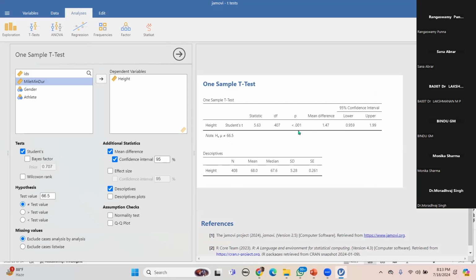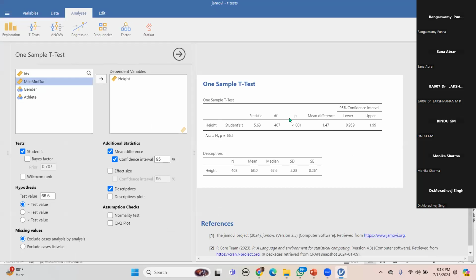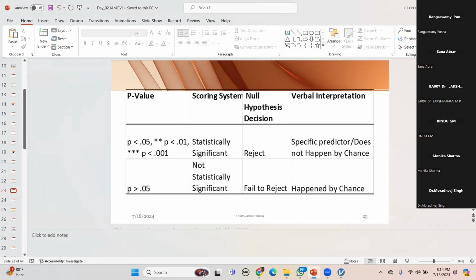What is our p-value here? Our p-value is less than 0.05. What does it indicate? It means there is a statistically significant difference between the population mean and the sample mean. So how can one write this in report writing?